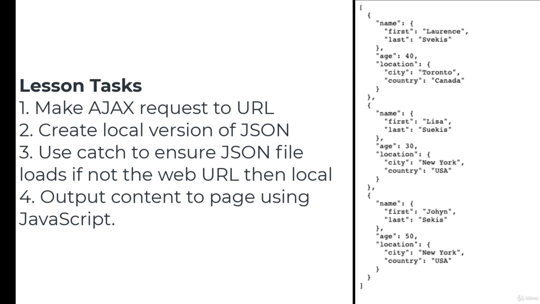Tasks for this lesson are to make an AJAX request to the web URL, also create a local version of the JSON data that's going to be stored locally so that you can connect to it, and add in catch into your fetch request to ensure that if the web URL data does not load or the web URL does not translate properly, that you can use the data that's locally stored within the JSON file and still have some output for the page. And then last and finally, output all of the content from the JSON object onto your web page, and you can apply some styling and make it look nice.